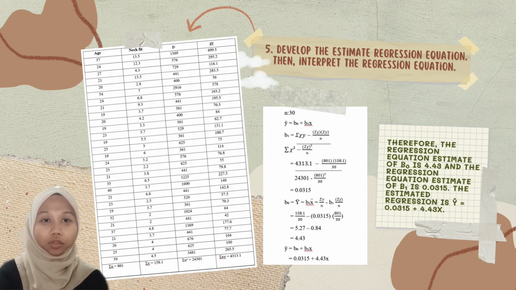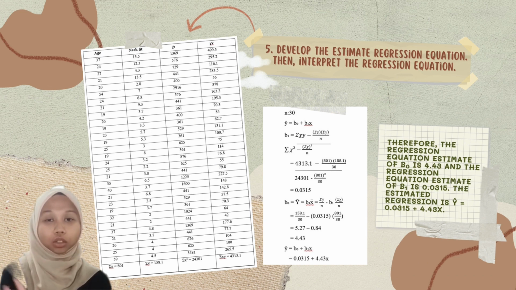The regression equation formula is estimated Y equals beta naught plus beta 1 X. Refer to the second picture to find the values of beta naught and beta 1. And finally, for the interpretation, the estimated regression coefficient beta naught is 4.43 and the estimated regression coefficient beta 1 is 0.0315. The estimated regression equation is estimated Y equals 4.43 plus 0.0315X.